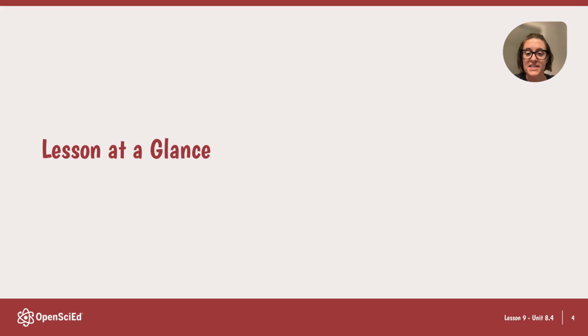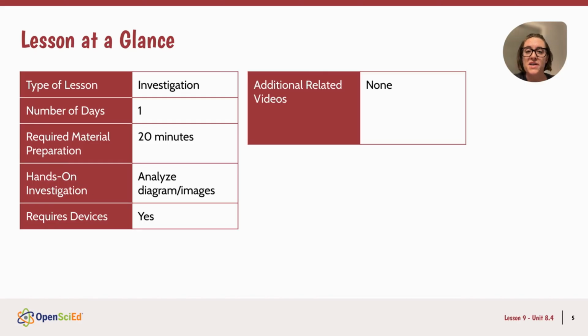When we look at this lesson, we see that it is a one-day investigation. Prep time takes probably a little less than 20 minutes. Students will be analyzing diagrams, videos, and images. Yes, a device is required. However, you just need a teacher device. You can play the video from the ISS and show the images on your screen, although you can also have it available for students to look at either one-to-one or in lab groups.